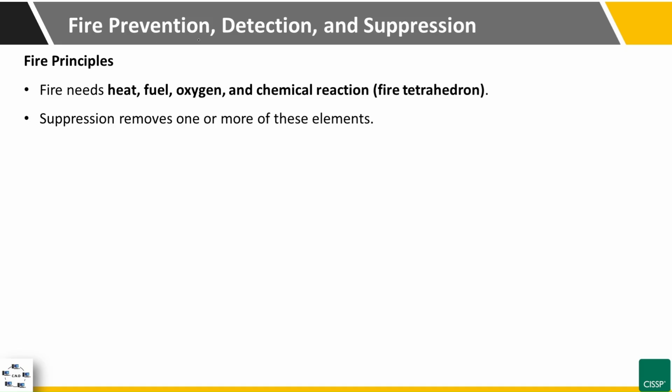So, fire prevention, detection, and suppression. Fire principles are that fire needs heat, fuel, oxygen, and chemical reaction, which is also known as the fire tetrahedron. So, suppression of fire removes one or more of these elements. For example, if oxygen is removed, fire won't be able to go on. So the purpose of fire suppression is to remove any of these elements.